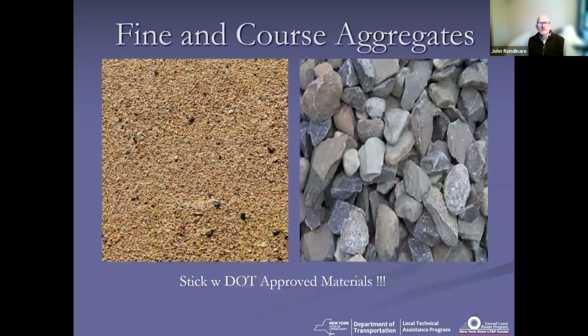In terms of your fine and coarse aggregates, you've got your sand component and your stone component. The key here is you really want to stick with DOT approved materials. By sticking with DOT approved materials, you're going to get aggregates that give you appropriate strength, appropriate durability in terms of freeze-thaw resistance, and appropriate friction characteristics so that they're resistant to polishing. You're also going to get aggregates that meet general cleanliness requirements. So all the things that you need to make that asphalt pavement work.